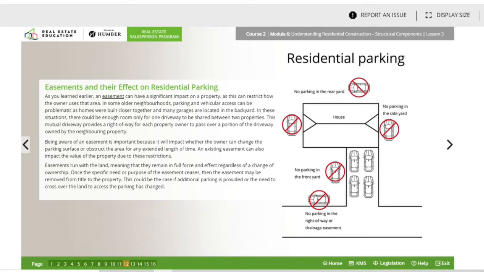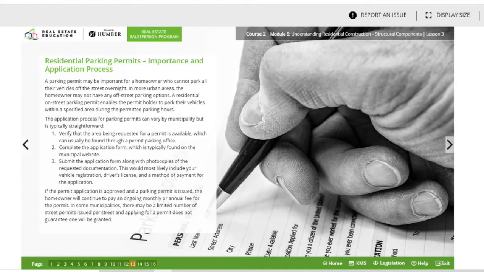Easements can have a significant impact on a property, as this can restrict how the owner uses that area. In some older neighborhoods, parking and vehicle access can be problematic, as homes were built closer together and many garages are located in the backyard. So yeah, that's one of the easements that we need to know about.